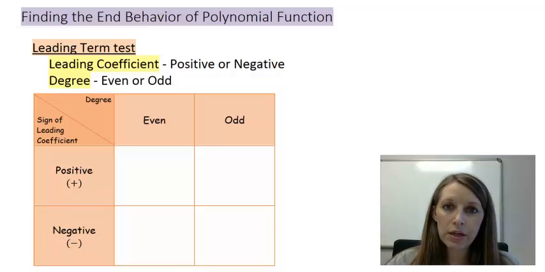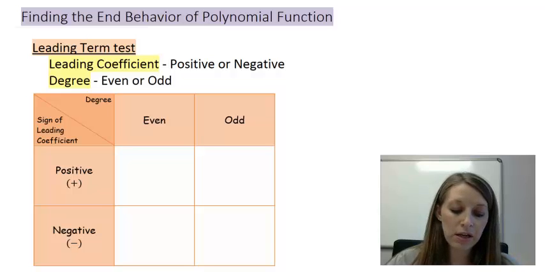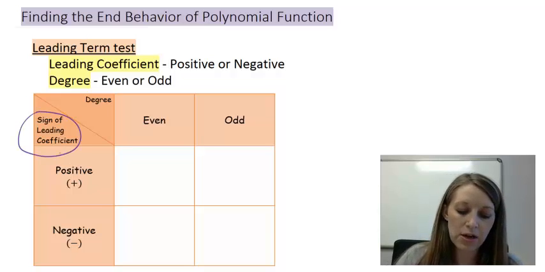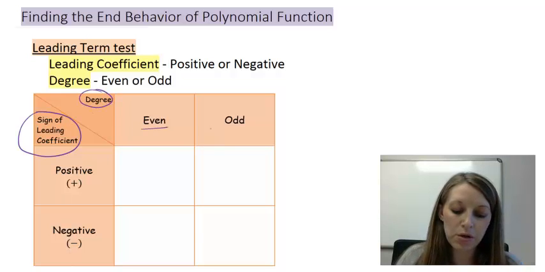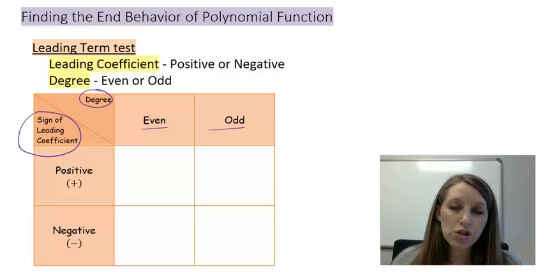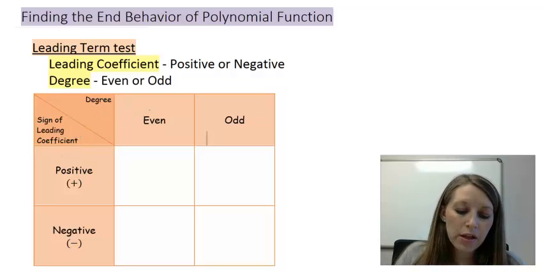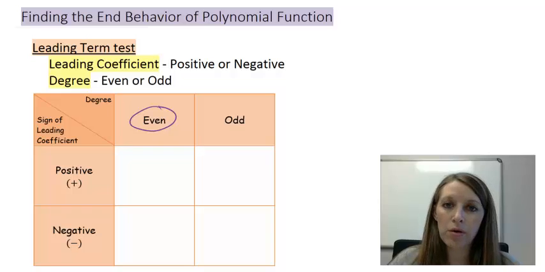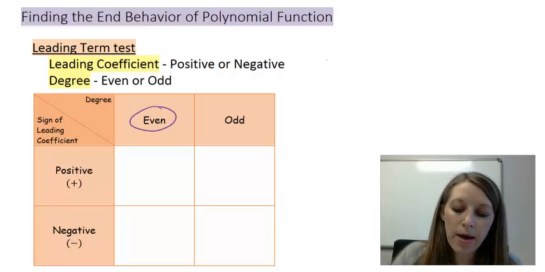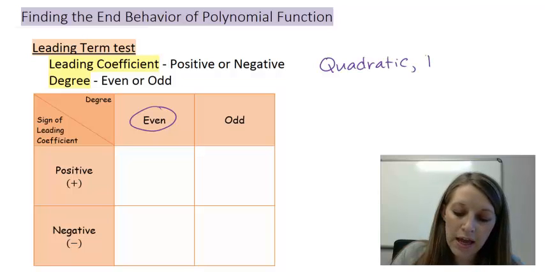So we're going to still use our leading term test depending upon the sign of the leading coefficient, which is portrayed down here on the left, and the degree of our polynomial, which is going to be used up here on the top. So the way that I fill in this chart is with information that we already know. Let's talk about an even polynomial at the moment. And to do that, let's talk about an even polynomial that we already are very aware of. Let's talk about a quadratic polynomial, which is a degree 2 polynomial.